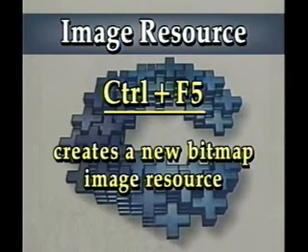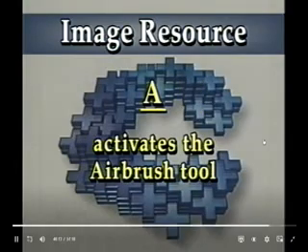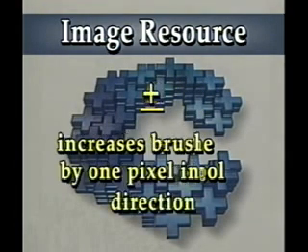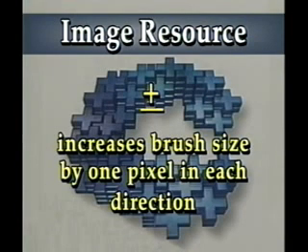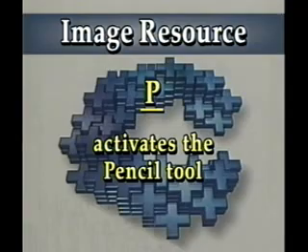Ctrl plus F5 creates a new bitmap image resource. A activates the airbrush tool. D activates the paintbrush tool. Plus increases brush size by 1 pixel in each direction. Minus decreases brush size by 1 pixel in each direction. P activates the pencil tool.